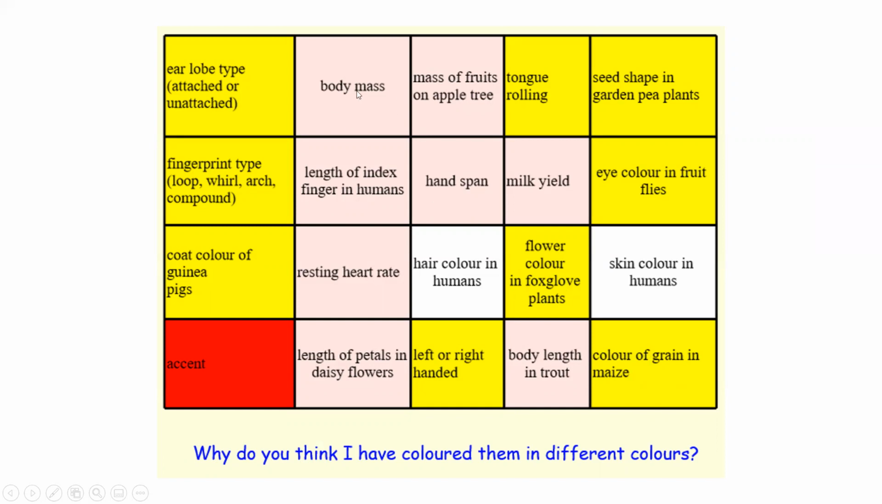The pink ones are body mass, lengths of fingers, hand spans, milk yields, resting heart rate, length of petals in daisy flowers, body length in trout. These ones and the white ones are examples of continuous variation. The last one, accent, is actually not a result of genes at all. It's not genetic, it's a learned behavior. So this one is neither discrete nor continuous. Even though we do have different accents, it has got nothing to do with genes or genetics.